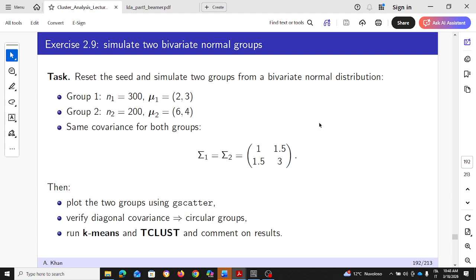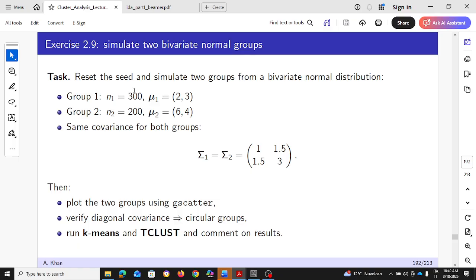Now let's look at some examples. For instance, you have an exercise in your book, which is 2.9. We want to simulate two bivariate normal groups. So we create them. The first group has 300 points and is around 2 and 3. Group 2 has this number of points and is situated at these positions at the x and y coordinates.